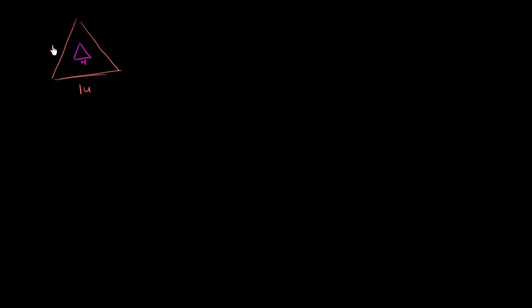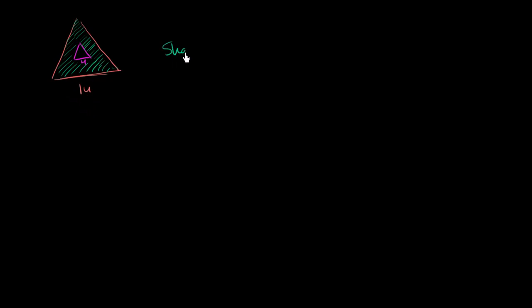Let me color this in a different color. It's the area of the region that I'm shading in right here. So it's the area inside the larger equilateral triangle, but outside of the smaller equilateral triangle. So let's think about how we would do this. I encourage you to pause this and try this on your own.